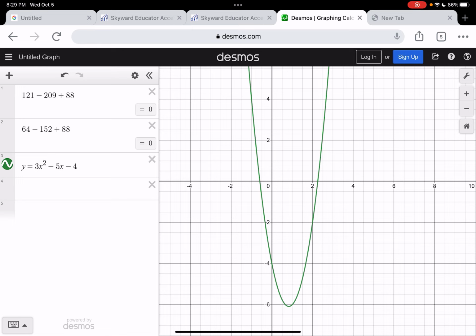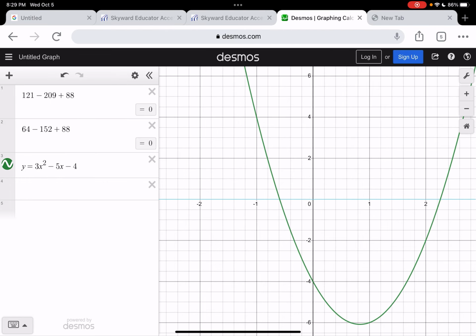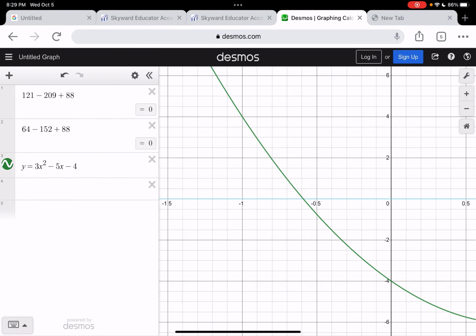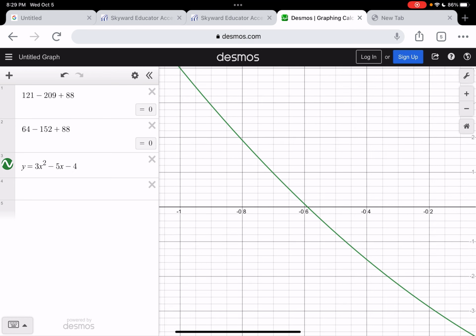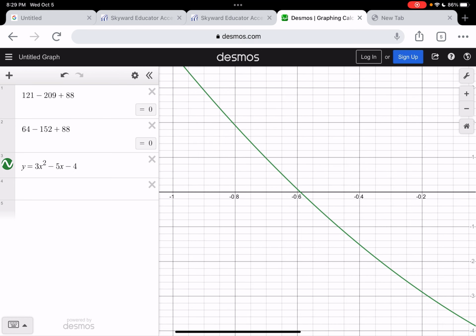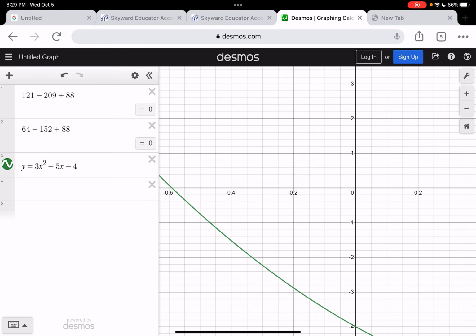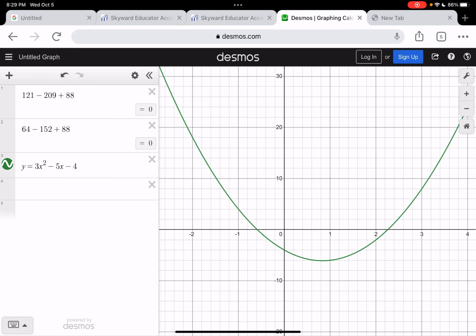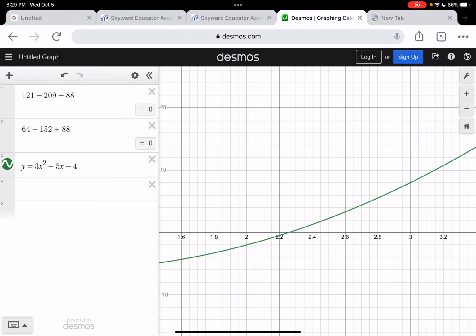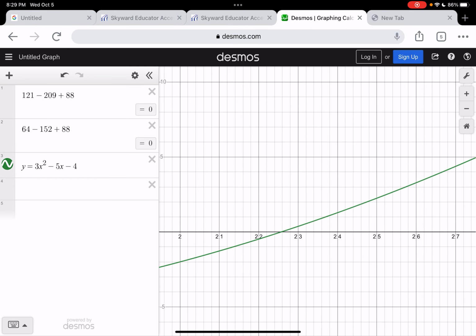And as I think you can see, this upward opening parabola crosses the x-axis twice. One of them occurs at this point right here in the middle of my graph, guys. So it's somewhere in the neighborhood of negative 0.6, but not quite. And then the next one occurs over here on the right, maybe somewhere between 2.2 and 2.3.